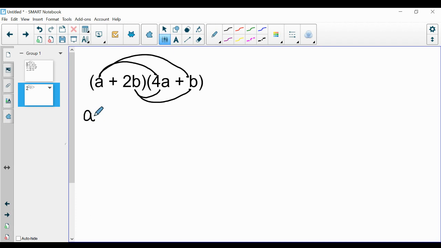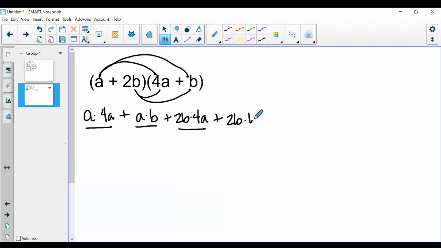We'll have A times 4A. That was this piece right here, and that was my first times my first. And then my outer times my outer will be plus A times B. Okay, so here's my first term, second term. Then we have our inners, 2B and 4A, so I'm going to multiply those 2 together: 2B times 4A. And then I have my last. So I have 2B times B, and that's just that last distributing there.